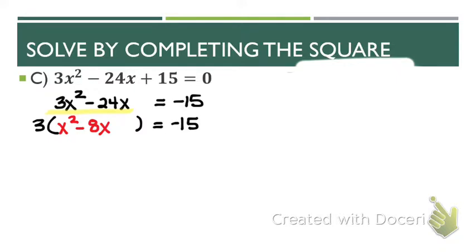Step 3. So what does step 3 say? What do you have to do for step 3? Add b over 2 squared. And what is b? -8. So go ahead and take that -8, divide it by 2, and square it. So take -8 divided by 2, which is -4. And -4 squared is what? 16.